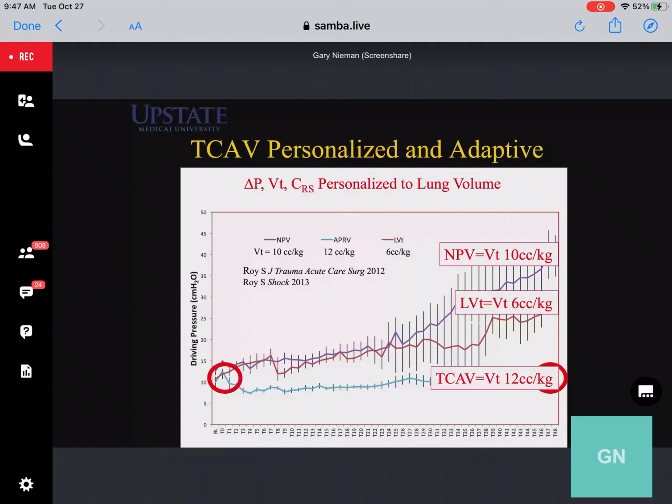And why is that? It's because driving pressure is equal to tidal volume over the respiratory system compliance. And as you recall from previous slides, the respiratory system compliance does not fall using the TCAV method. And that's why you can have a higher tidal volume but have a lower driving pressure, because you have such a high respiratory system compliance.